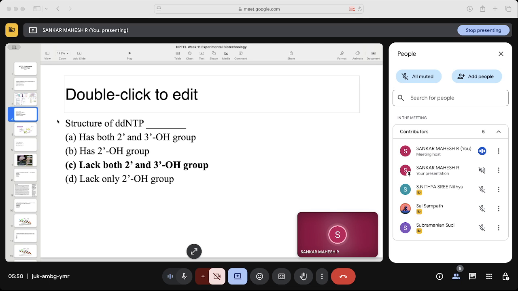So before you answer, you can think about how in a reaction where DNA polymerization or DNA synthesis is happening, where is the bond being formed? You can first think about this, and you can also define the structure of DNTPs. Based on that, you will be able to answer this. You can think for a couple of minutes.